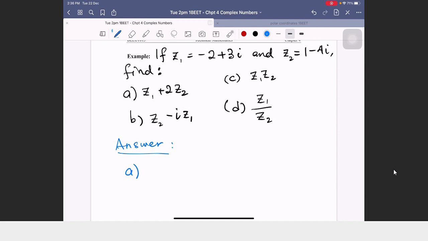All right, okay. Anybody would like to give me the answer for A? What's the answer for A? Negative 5i. Okay, negative 5i for A.